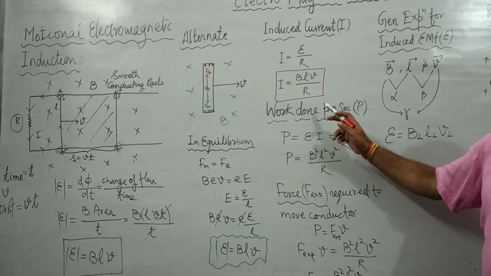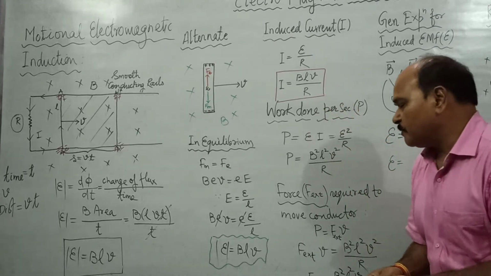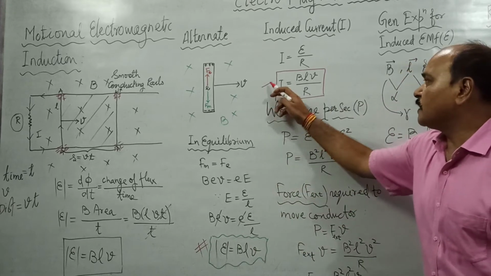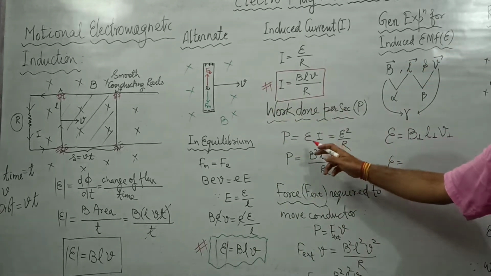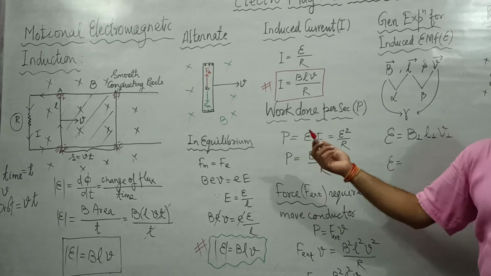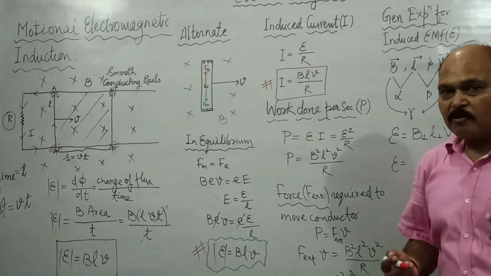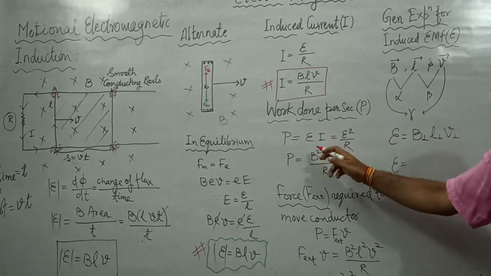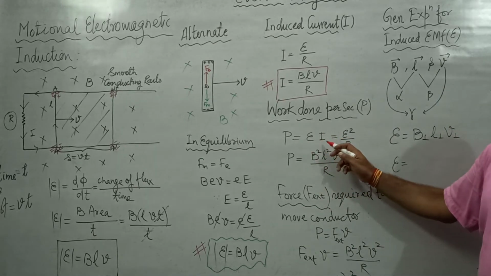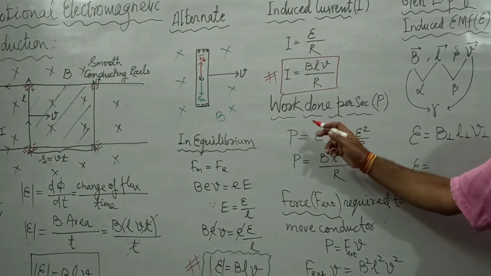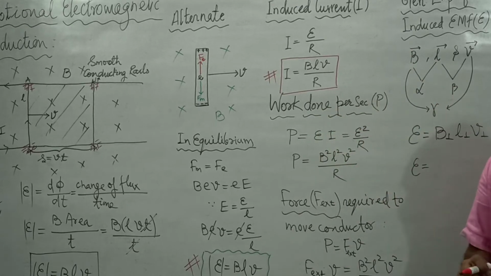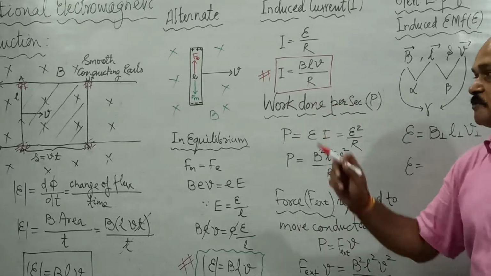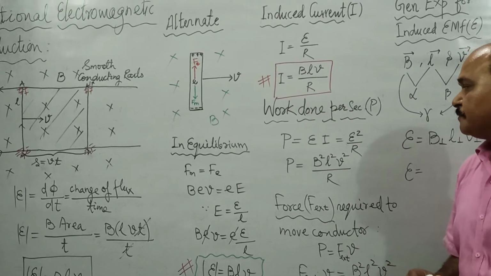Well, we have found out the value of induced EMF, that is voltage. We have found out the value of current. If current and voltage are multiplied, what do we get? Power. And what is power? Power itself is work per unit time or energy per second. So if we find out the value of P, the product of E and I, we get the value of work done in moving the conductor per second, or energy used in moving the conductor per second in the transverse magnetic field as shown here.